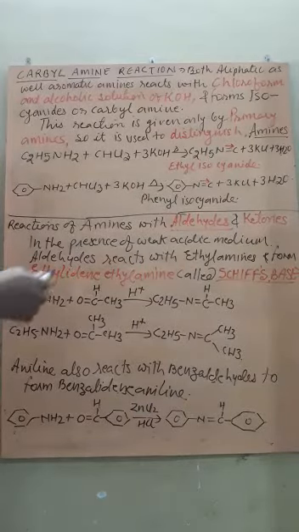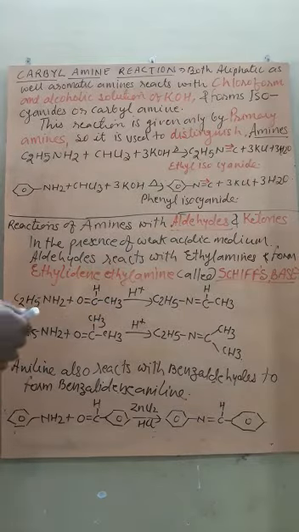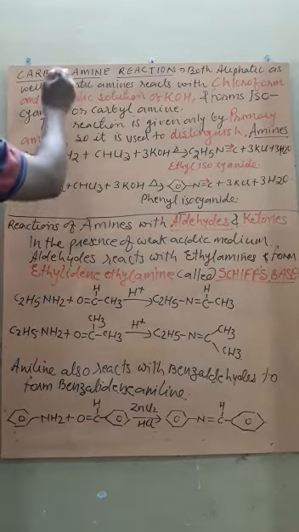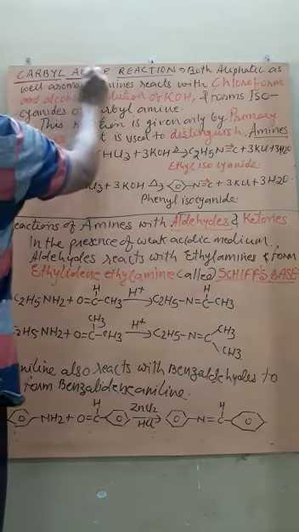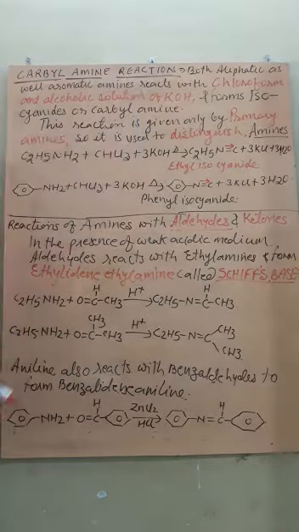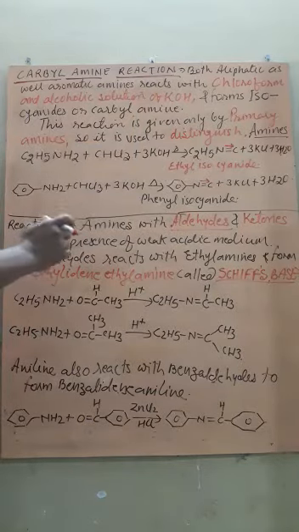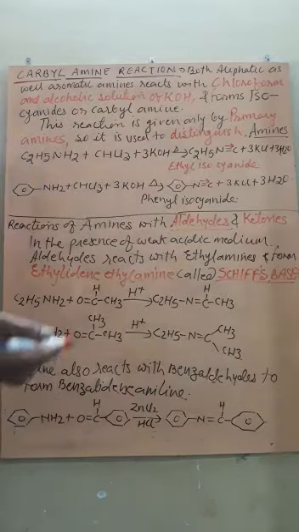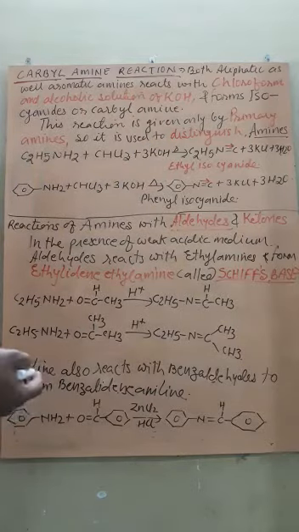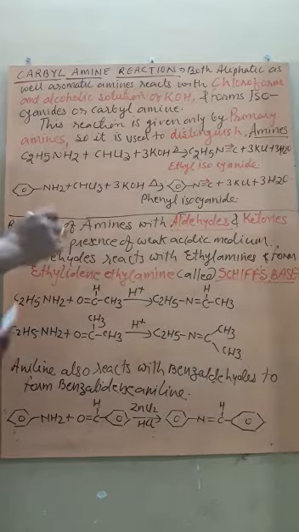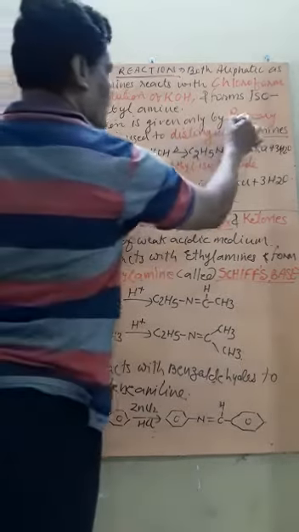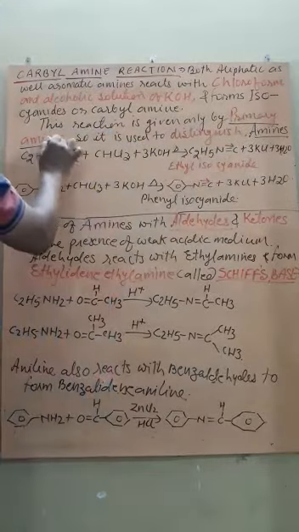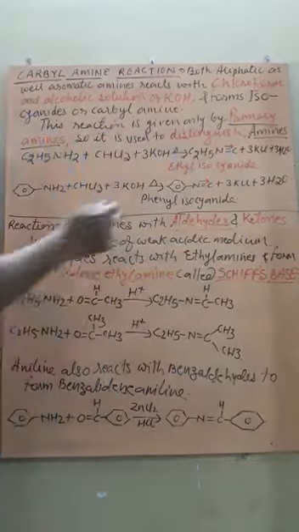Yes, students, here are some more important reactions of alkyl amine as well as aliphatic amine. The most important reaction of the chapter is the carbylamine reaction. Many times this reaction is asked in the exam, because the compounds formed by it have great industrial importance. This reaction is also used to distinguish primary amines from secondary and tertiary amines.